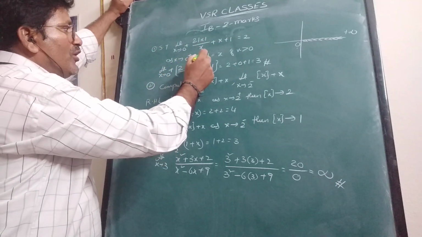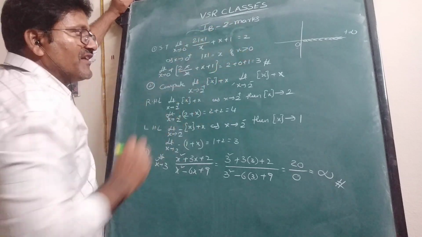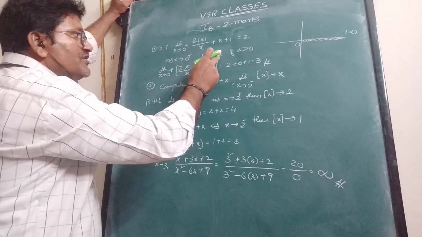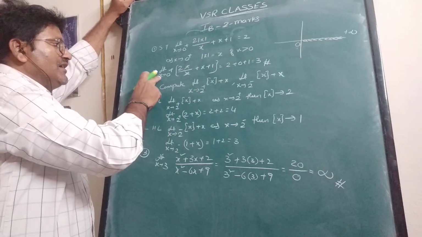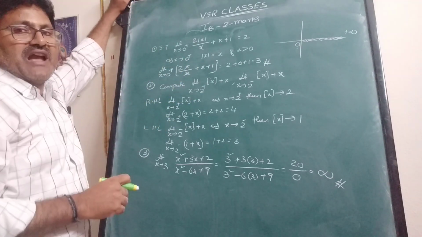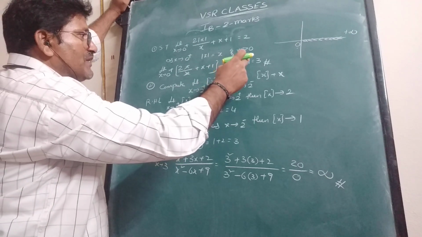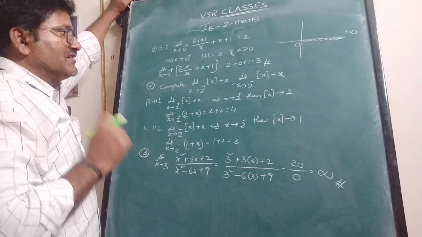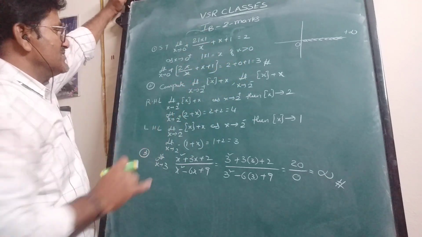When positive, mod x is defined as x if x is greater than 0. Wherever mod x is there, you have to substitute x there. So limit x tends to 0 plus of 2x by x plus x plus 1. x will be cancelled there. 2 plus 0 plus 1 is 3, which is your answer. That is nothing but your result for that.